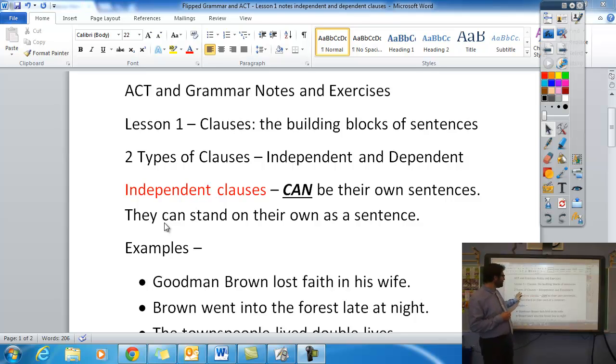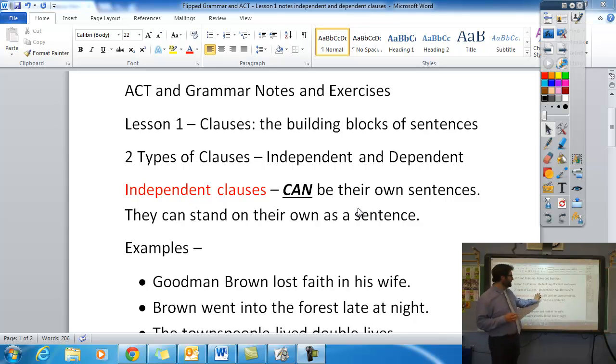Well, there's basically two types of clauses that we're going to be talking about. We've got independent clauses and dependent clauses. Okay? These are the building blocks of all sentences. So to create any kind of sentence, whether it's a simple sentence or a really sophisticated sentence, we need to have a really firm understanding of how these clauses work and how they help us make all different kinds of sentences.